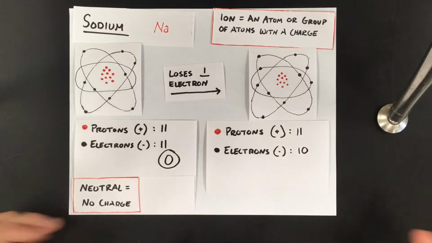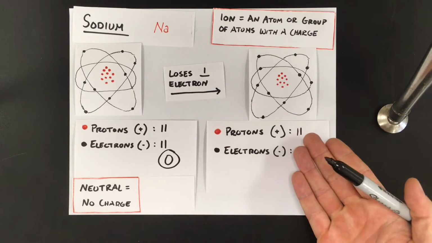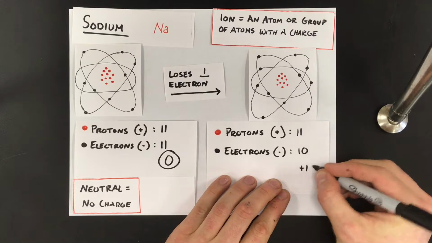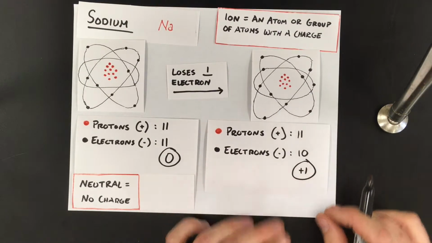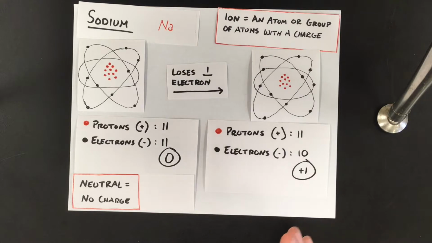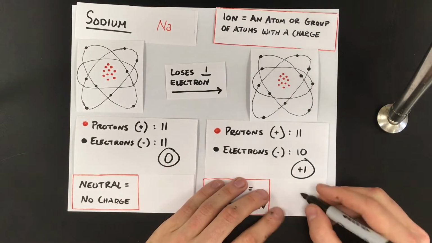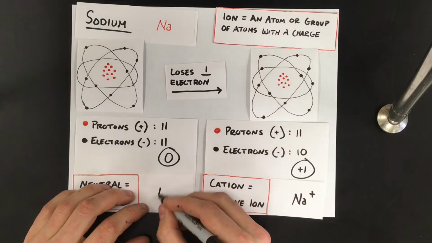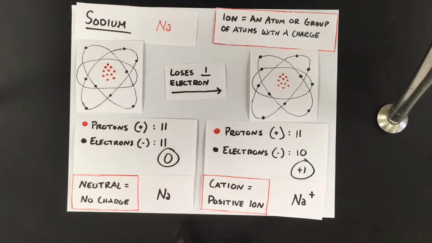So now the positive and negative charges don't balance out anymore, and I'm left with more positive charge than negative charge, so that this thing now is going to have a +1 charge, a positive charge, because it has more positive charge than negative. So to show that it has a positive charge, I'm going to write it as Na+, whereas this one, which is neutral, I'm just going to write as Na. It has no net charge. And this is what we would call a cation. A cation is going to be an ion that has a positive charge on it.